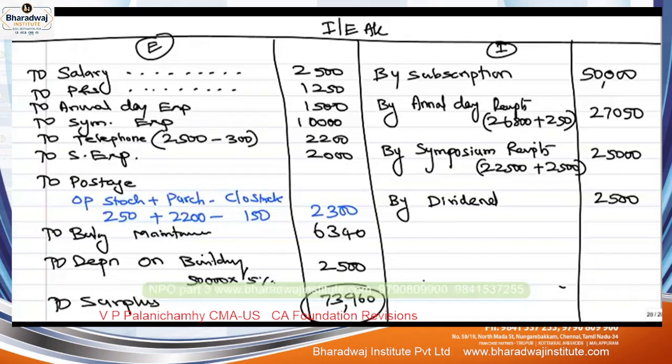Debit side: salary, printing and stationery, annual day expenses, no problem. Symposium expenses, no problem. Telephone paid in advance and clear, we have given minus 300. Sundry expenses. Postage: opening stock plus purchases minus closing stock of stamps. Building maintenance, depreciation on building, we have given the first adjustment, 5%. Surplus 73,960.